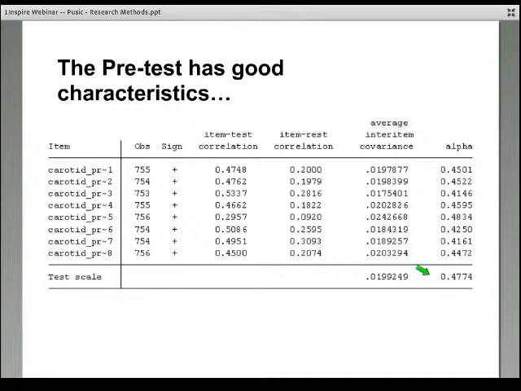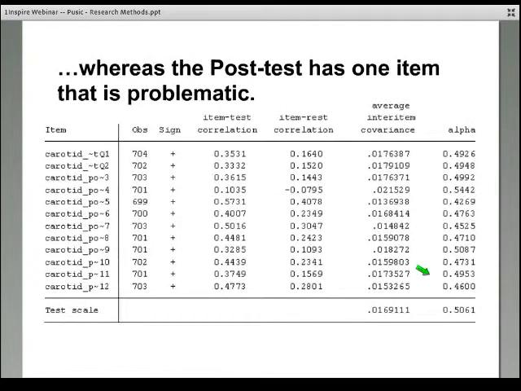That's where reliability hits practicality. And here's the post-test, and the post-test has more questions, so we were more concerned about it, and we put 12 questions on it, and it has a reliability of 0.50. But it also has one item that's different than all the others. We can go into gory detail on what the item-rest correlation is, and it's also called a point biserial correlation.